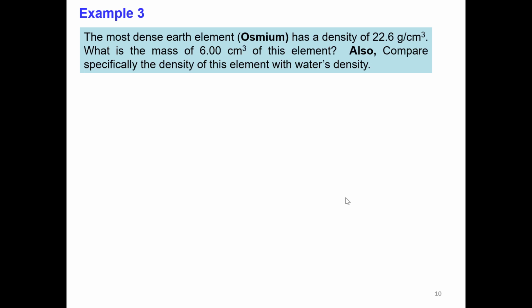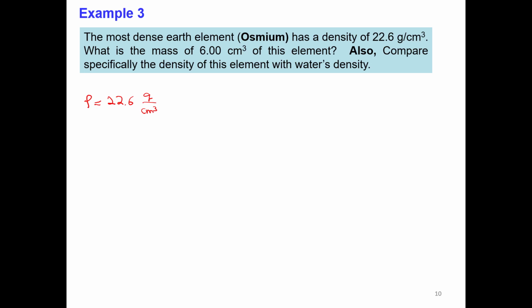Let's solve one more problem. In this case, we had the most dense element, which is osmium, and has a density of 22.6 grams per cubic centimeter. And let's write this information. Then we know the density of this material is 22.6. And now we need to find what is the mass of 6.00 cubic centimeters of this element.